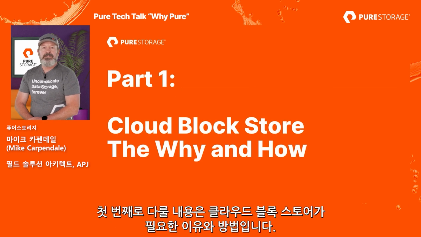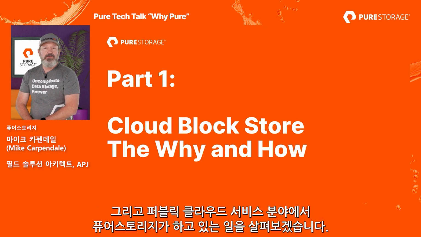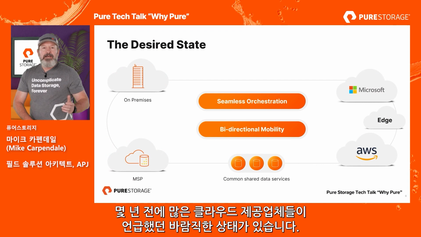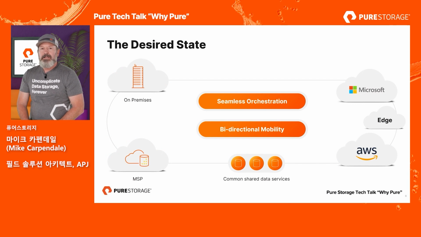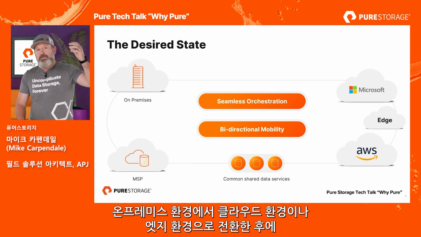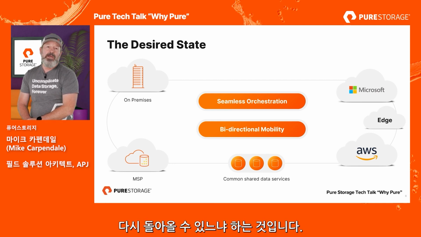The first part of this is Cloud Block Store, the why and how, and what we're doing with it in the public cloud service. If you roll back a few years, there is this desired state that a lot of the cloud providers were talking to us about. It was around this notion of seamless orchestration and bidirectional mobility of our virtual machines. They could move from the on-premise world into a cloud world or an edge world and then back again.